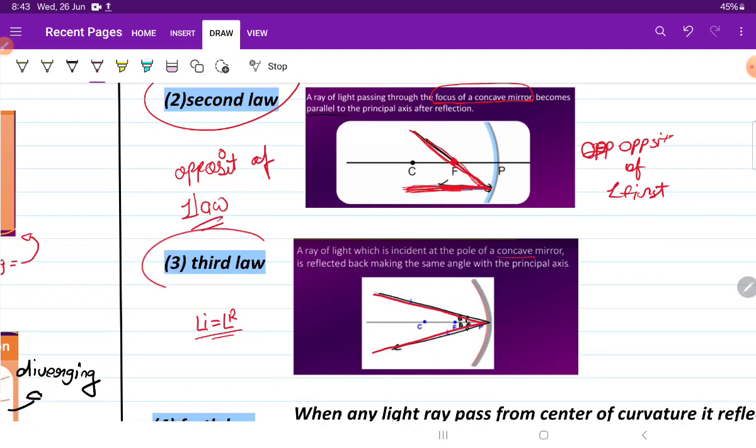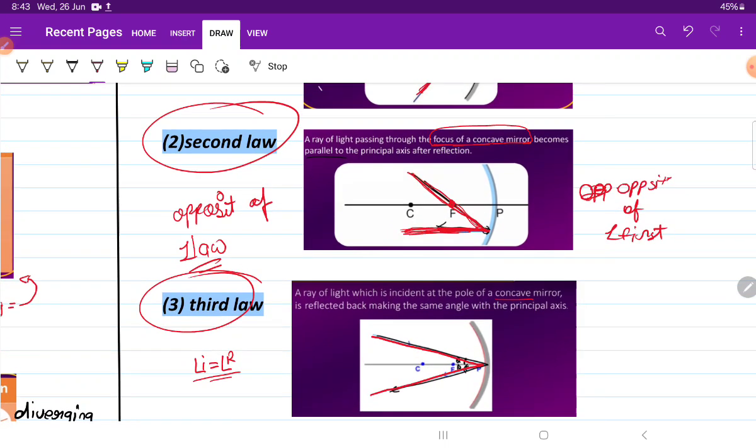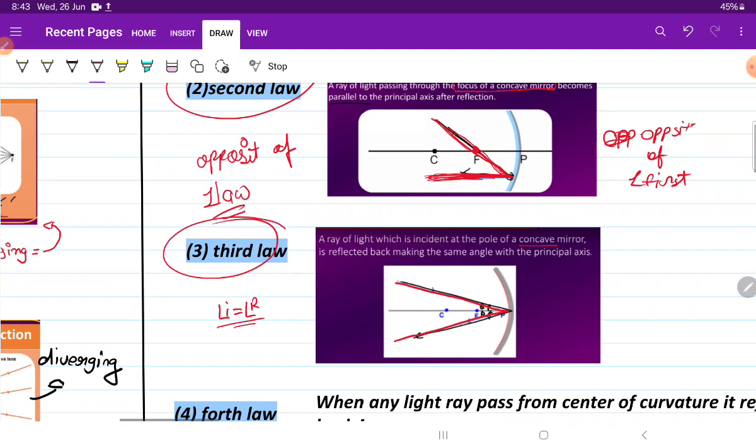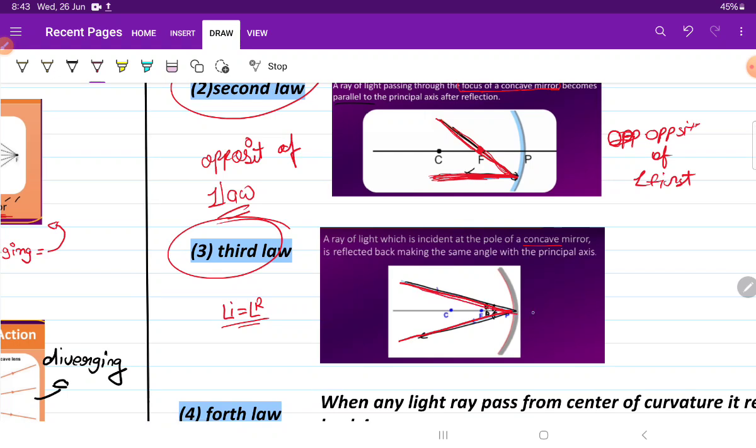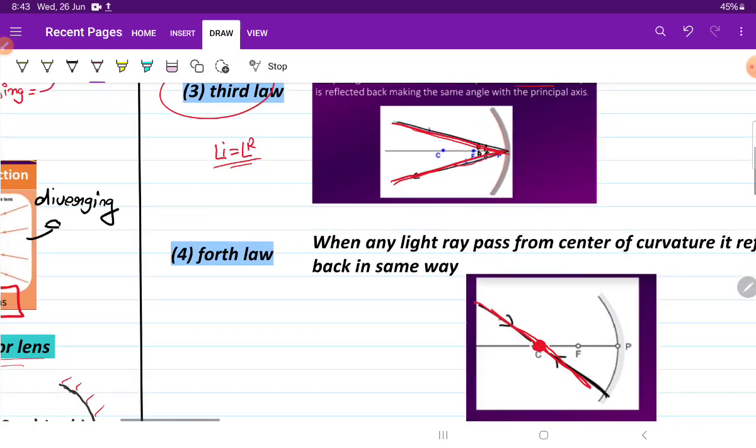Now the third law. When a ray strikes the pole, it will be reflected in the same medium at the same angle. For example, if the incident angle is 40, then the reflected angle will also be 40. It will reflect in the same medium at the same angle. Now let's do the fourth law.